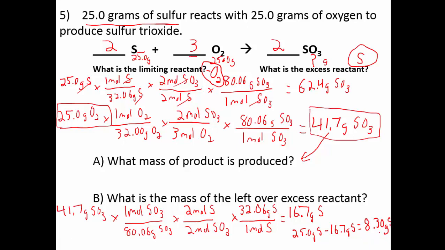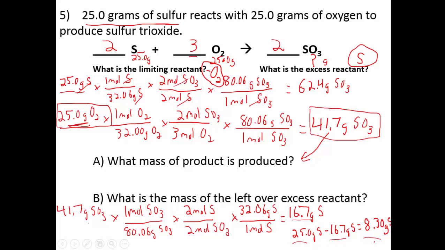So in the end, while we're working through this, we solve for our limiting reactant. Who is going to stop this reaction? Oxygen will. Excess reactant, sulfur. How much sulfur is left over afterwards is based on how much sulfur trioxide we could produce, to show how much sulfur we needed. Once we had how much sulfur we needed, the difference between our beginning and end gave us how much was left over.